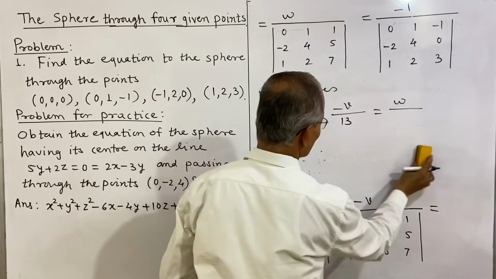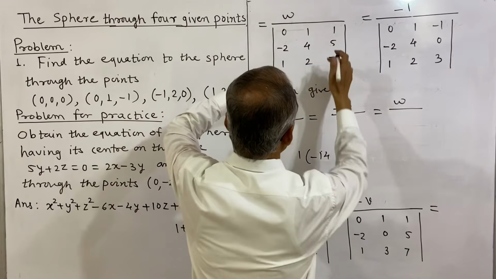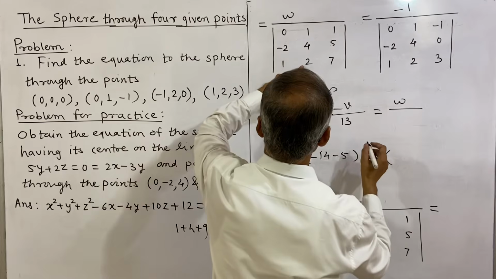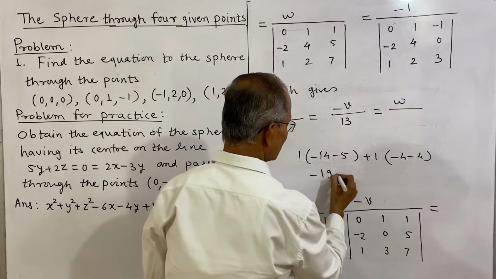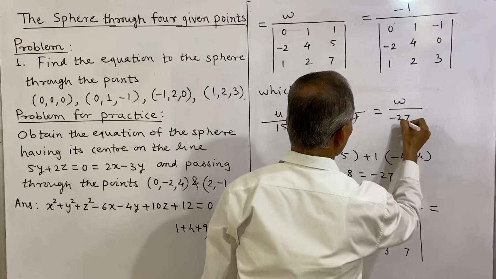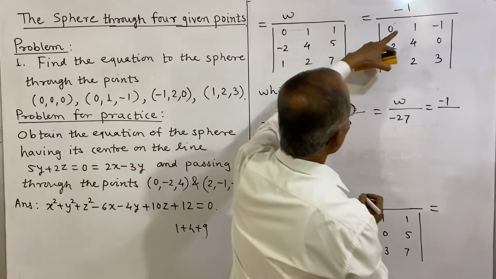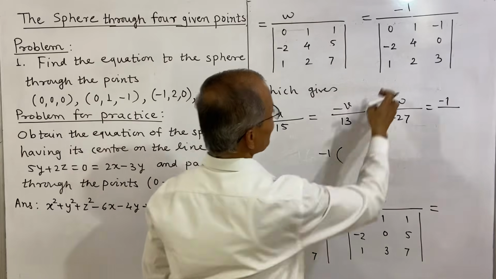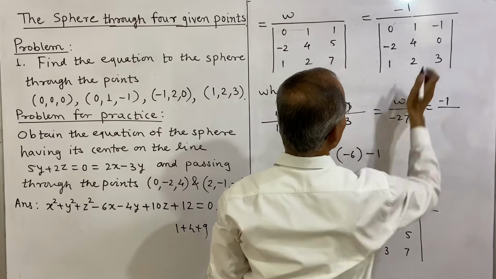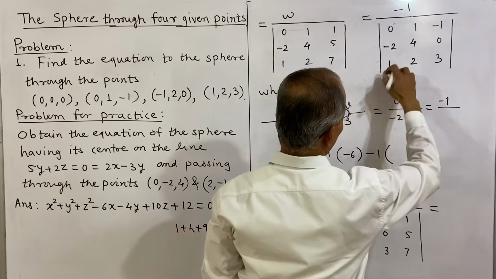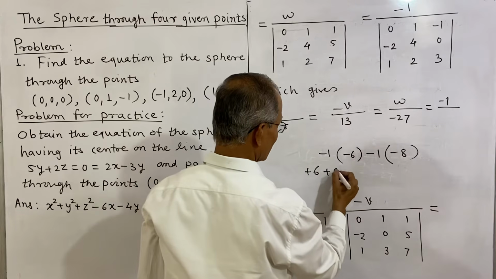W divided by, what is this determinant of W? It is 0, 1 into minus 14 minus 5 plus 1 minus 4 minus 4, and that will be minus 19 minus 8, which is minus 27, and 1, which is minus 1 divided by, the determinant last is 0, 1 will be minus 1 into minus 6 minus 0, and that is last is minus 1 minus 4 minus 4, that is minus 8, or it will be 6 plus 6 and plus 8, that is 14.